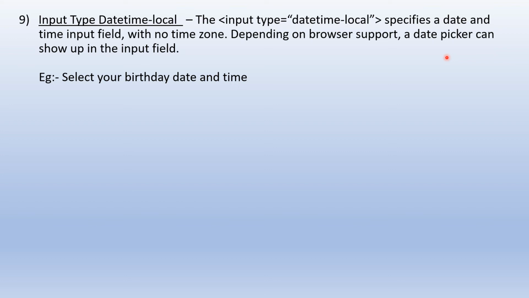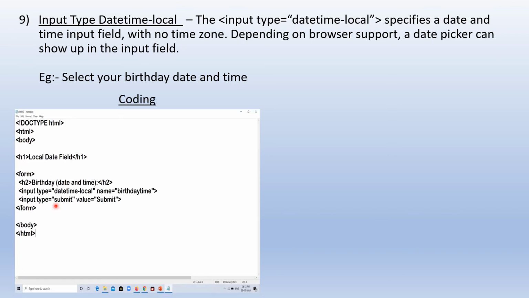Okay, so let us see it with one example. Let us see a birth date and time example. So this is the coding for your birthday, date and time. Here you are going to use input type datetime-local, name birthday time, then input type submit, value submit. So enter your birth date and birth timing, and then you submit the value.